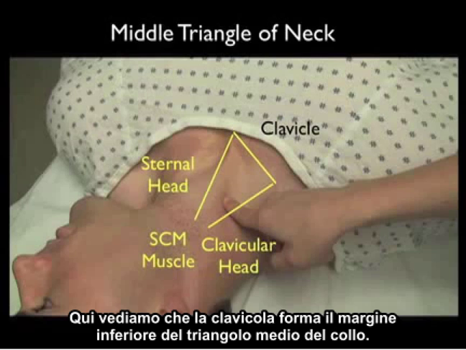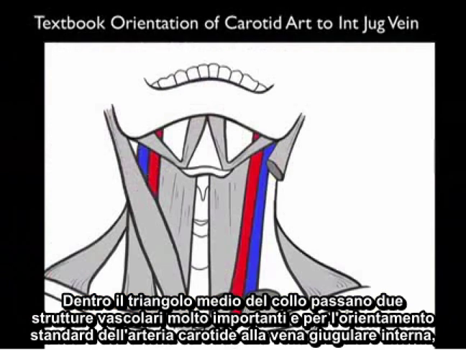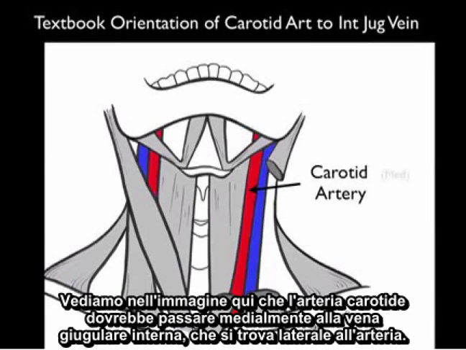We see here that the clavicle forms the inferior boundary of the middle triangle of the neck. Within the middle triangle of the neck run two very important vascular structures, and as per the textbook orientation of the carotid artery to the internal jugular vein, we see in the image here that the carotid artery should run medial to the internal jugular vein, which lies lateral to the artery.